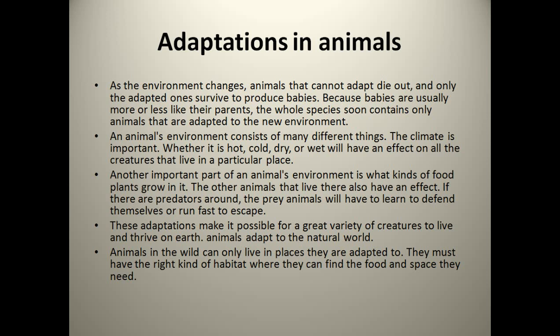Okay, an animal's environment consists of many different things. The climate is important, whether it is hot, cold, dry, or wet, it will have an effect on all the creatures that live in a particular place. We will learn about this, that in different types of climate, different types of adaptation are done by the animals to survive in the given temperature.